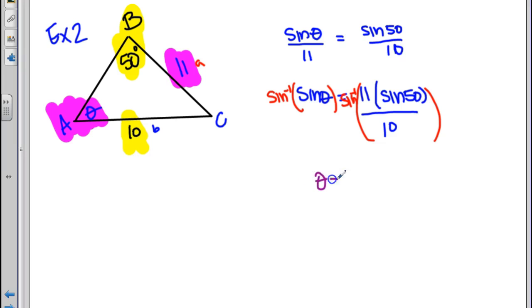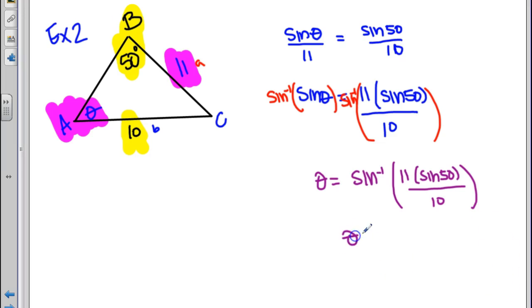So theta now is equal to sine inverse of 11 sine 50, 11 multiplied by the sine of 50 degrees divided by 10. So remember, sine inverse is that second sine key on your calculator. So shift sine, and then we can put all this stuff in, 11 times the sine of 50 divided by 10, and you should get theta is 57.4 degrees.